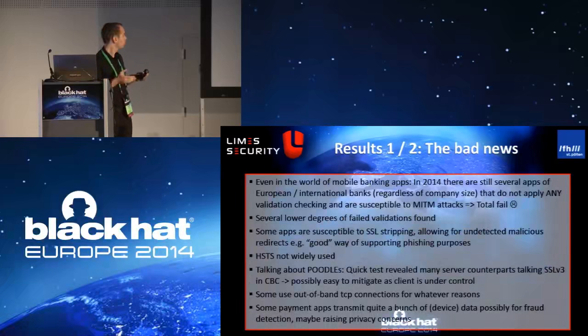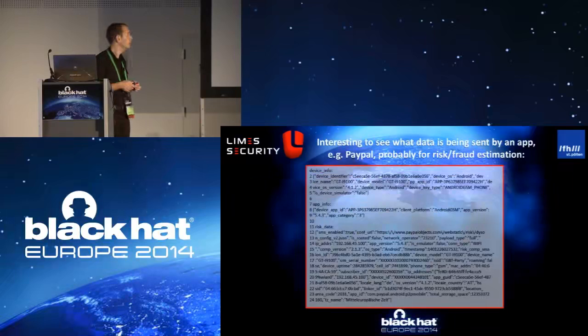We also found some interesting results. Some applications used out-of-band TCP connections for whatever reasons, not only SSL, so also plain text out-of-band TCP connections beside the SSL connection. Some apps transmitted quite a bunch of device data, which maybe raises privacy concerns. So I have one example from the PayPal app. I think that's a legitimate purpose, but I still found it interesting to see something like the device identifier, the SIM serial number, the subscriber ID, the geolocation, and whether it's jailbroken or not.